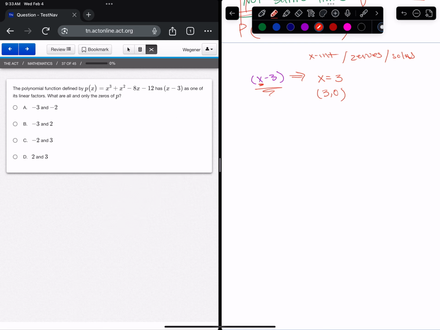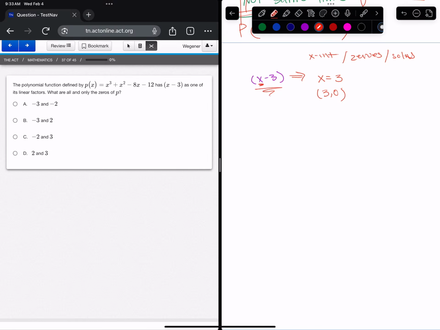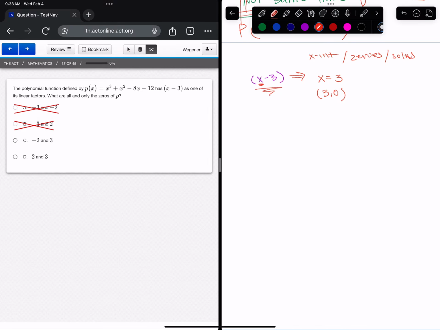So on your test, you can immediately cancel out A and B because that is not the right 3. It's not negative 3 because you do the opposite when you're with your x. So the opposite of negative 3 is 3, okay? Now, in order to find the other zeros, you just put it in the calculator. Use Desmos, and Desmos will give you the x-intercepts.